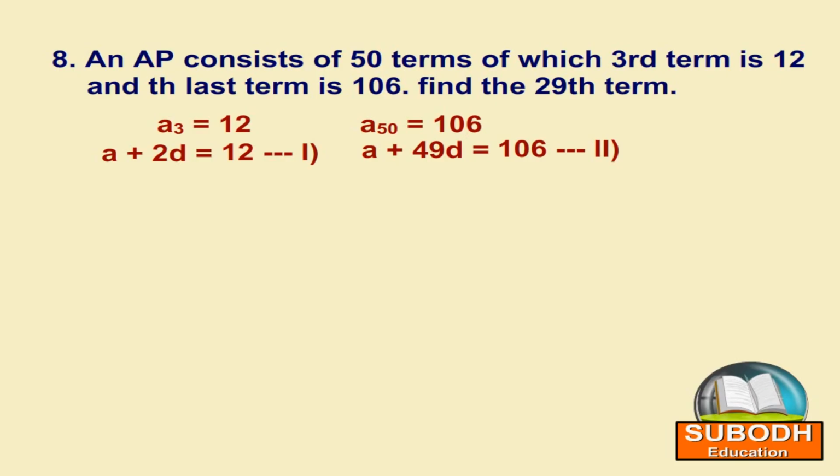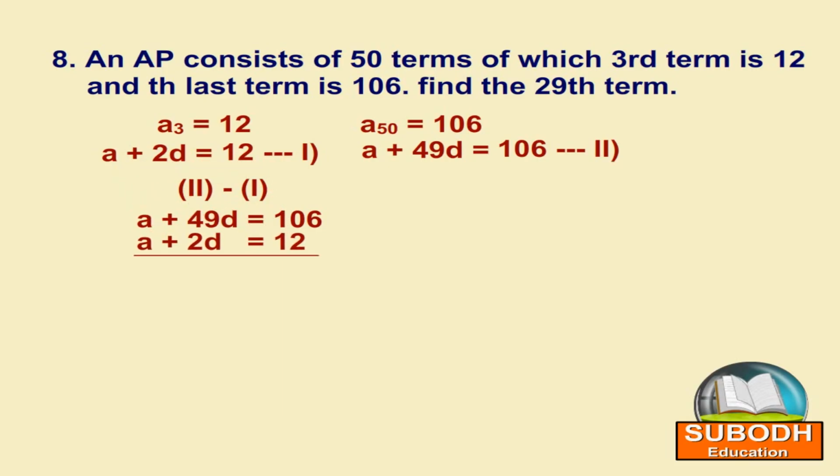Equation number 2. Subtract equation first from equation second. Equation second: a + 49d = 106. Equation first: a + 2d = 12. On subtraction, the signs change, so a minus a cancels. 49d minus 2d is 47d, which is equal to 106 minus 12. The subtraction is 94. d is equal to 94 divided by 47.